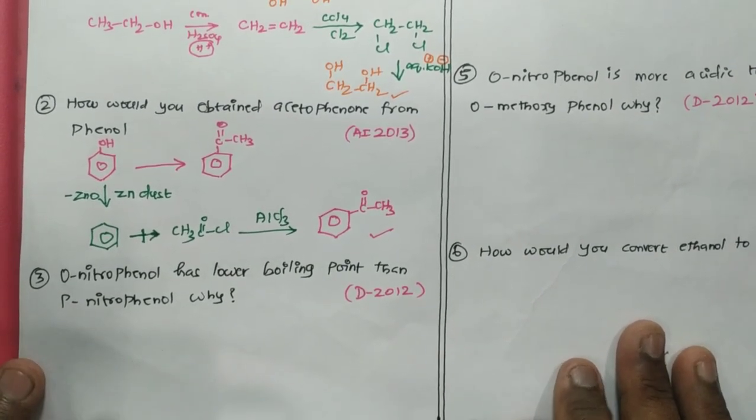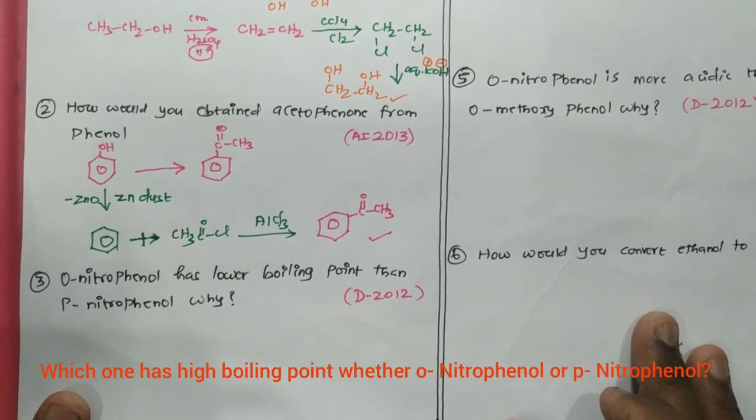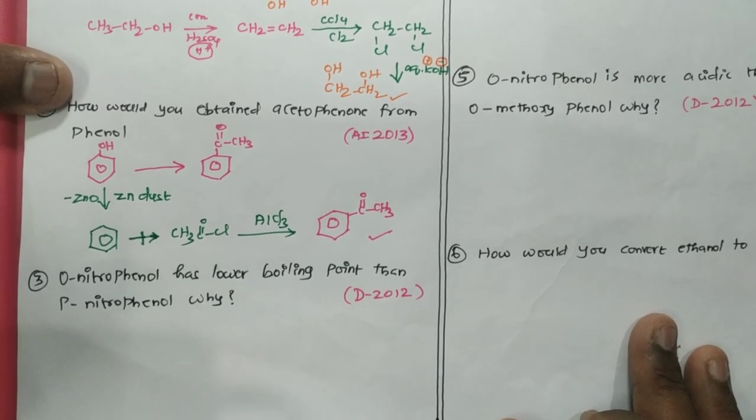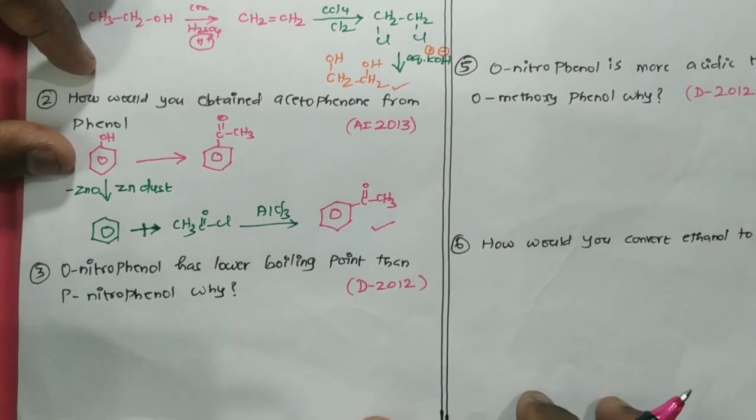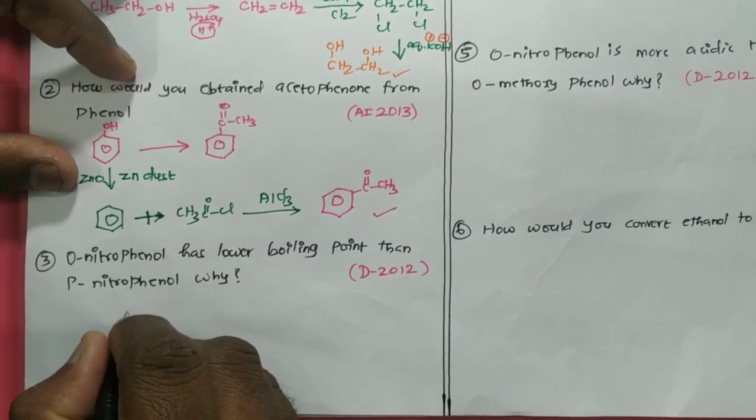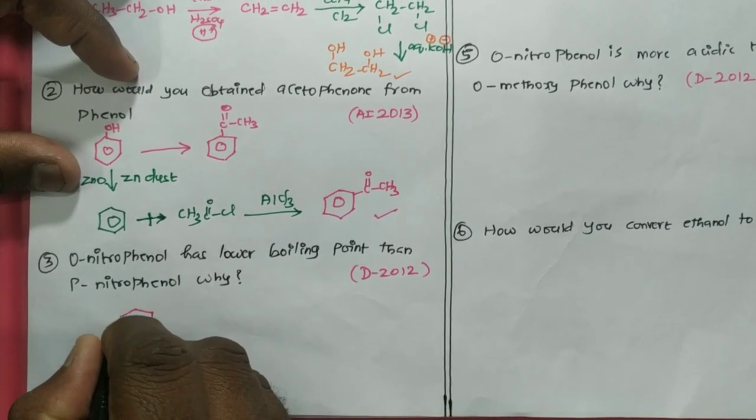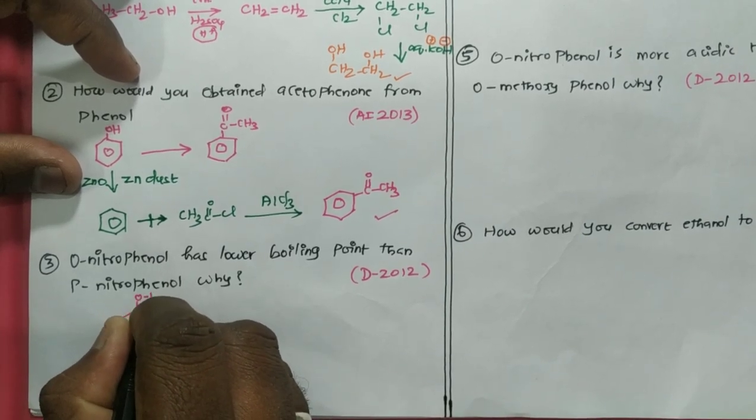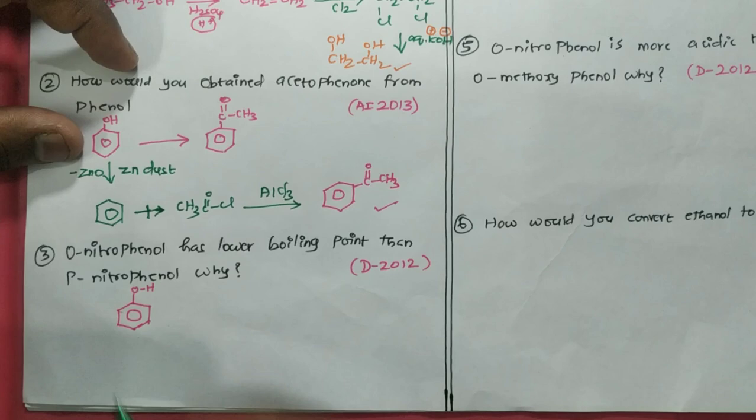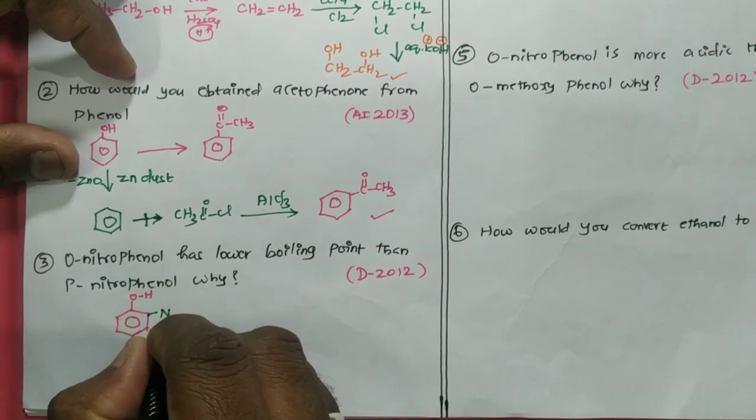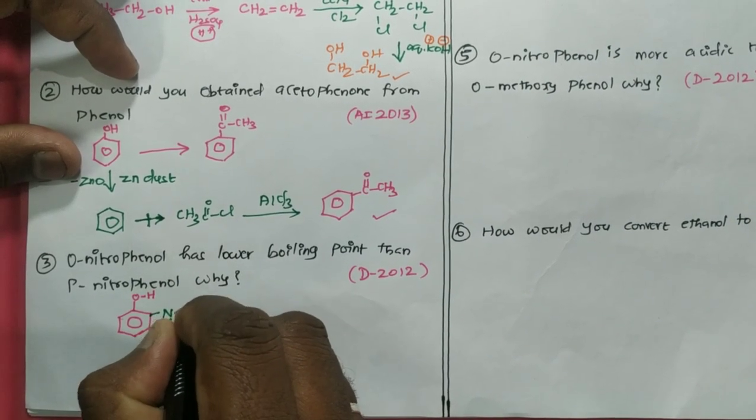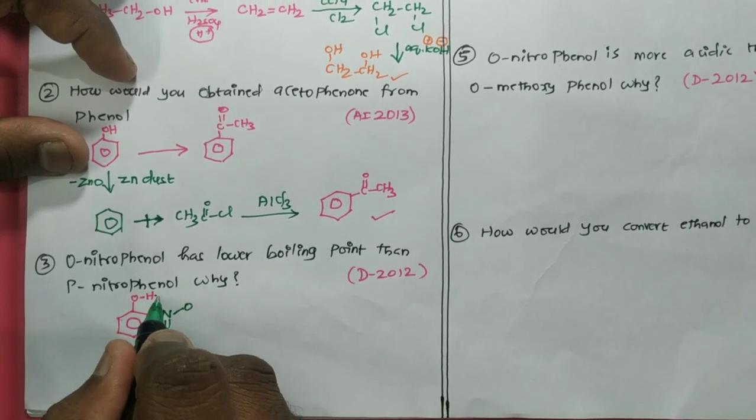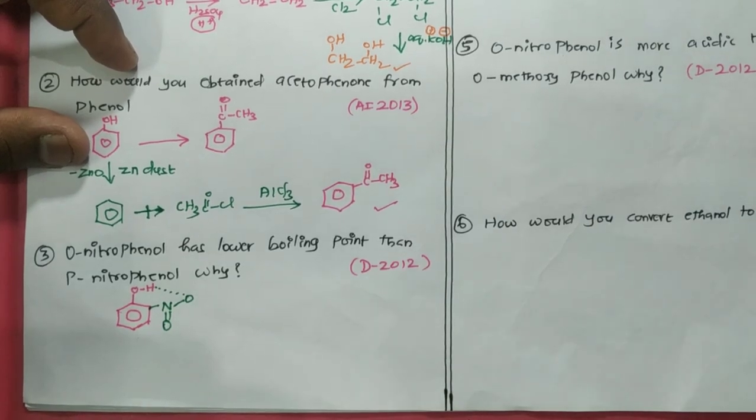And the third one is: orthonitrophenol has a lower boiling point than that of para-nitrophenol. Why? They are asking. So first of all, we have to write the structure of orthonitrophenol and para-nitrophenol. In orthonitrophenol, this is the benzene ring, here it is OH, and a nitro group, which is N double bond O and here single bond O. This is a nitro group. Now a hydrogen bond is existing between these two.